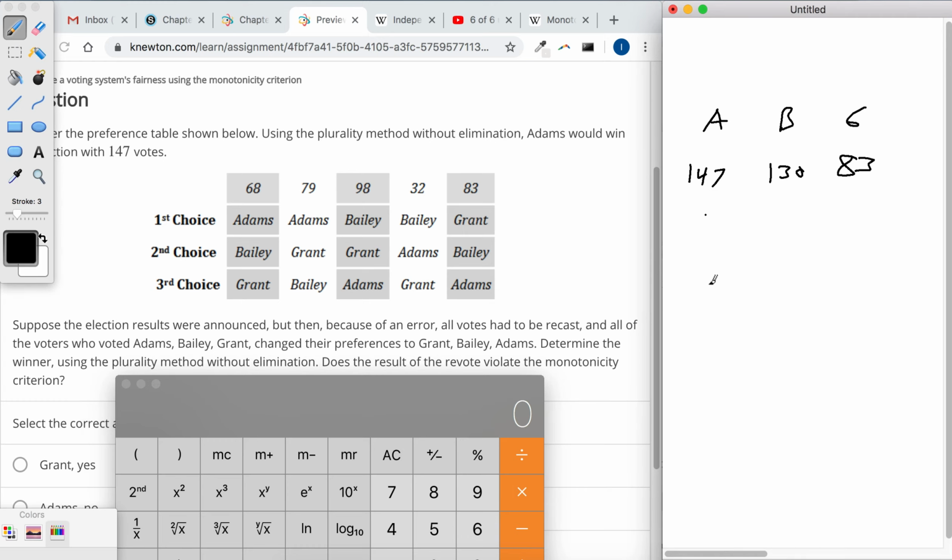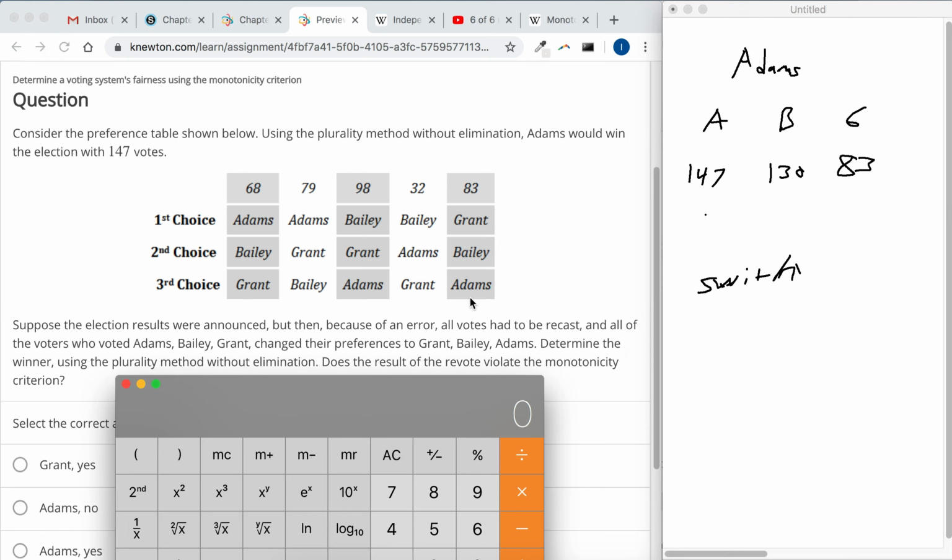Okay, and so now after the switch, before we go on, Adams wins, right? Because with the plurality method, Adams has the most votes. Don't need to get above 100. We don't need to get above 50%, because it's just the plurality method. We're not doing elimination or anything like that.